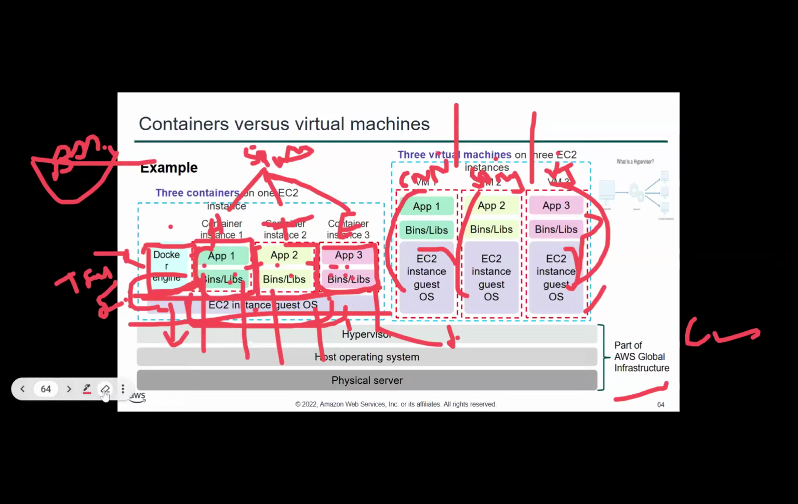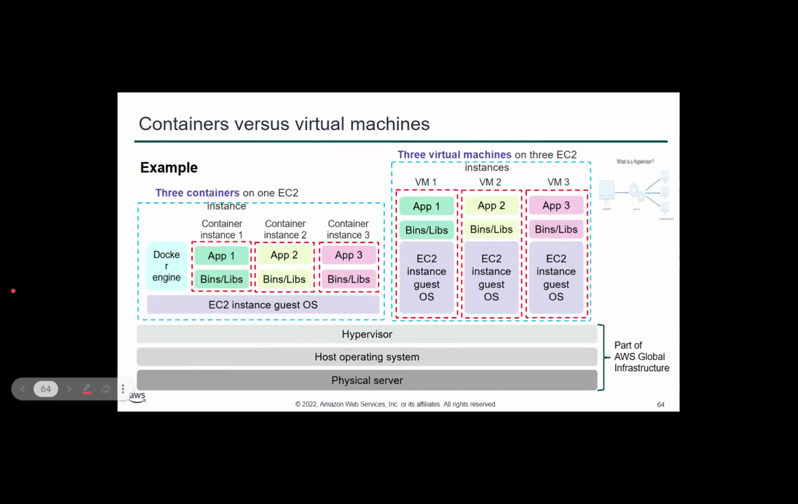Are you getting it? Yes. So three containers on one EC2 instance. I'll save money also, and containers are faster, so it will work fast as well.